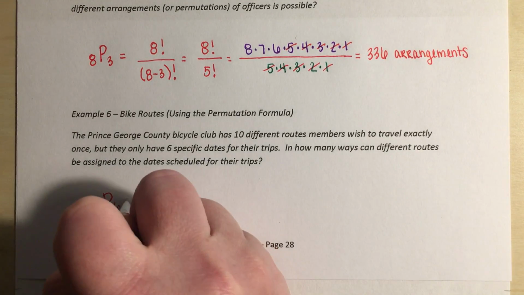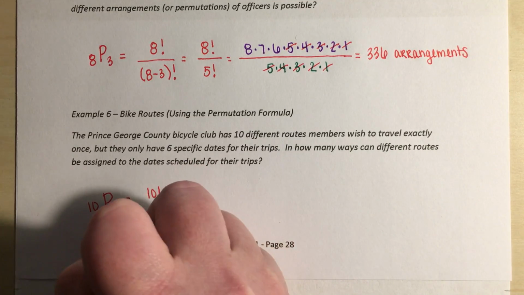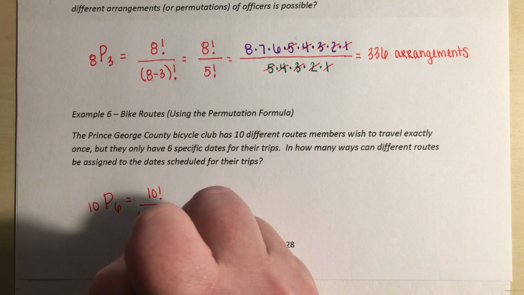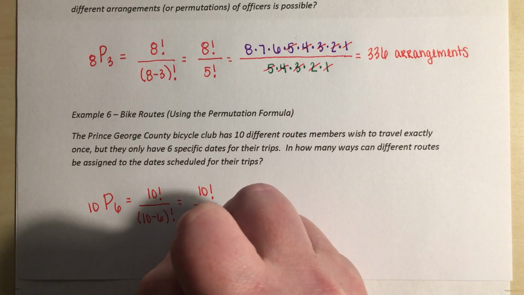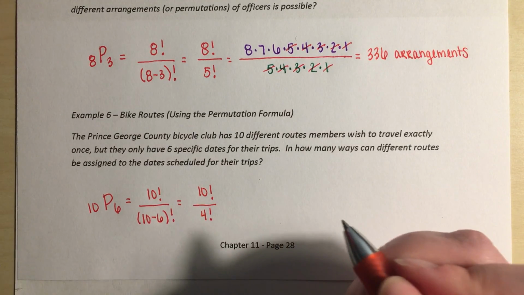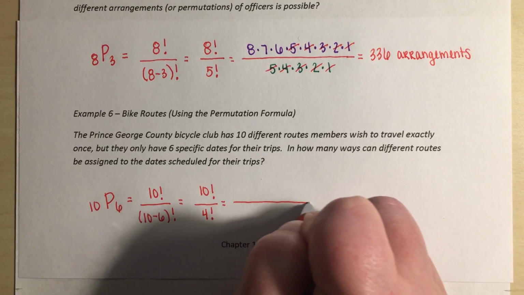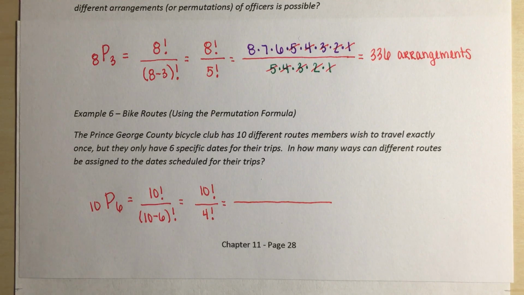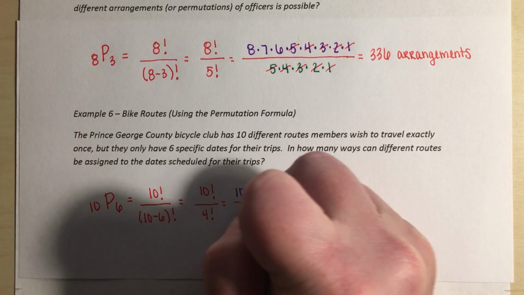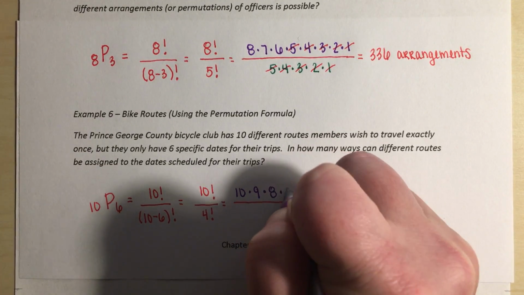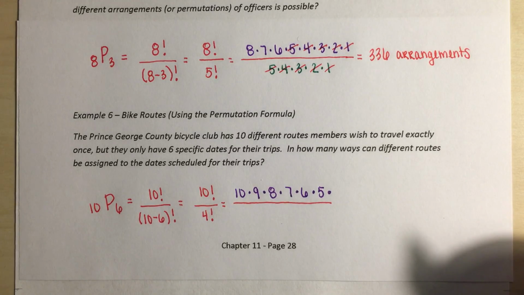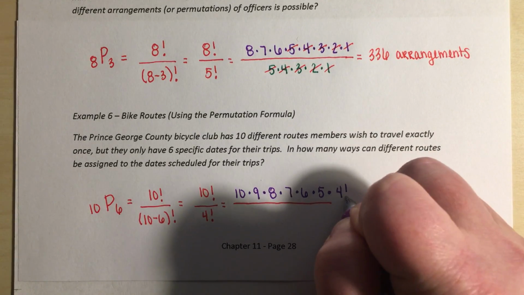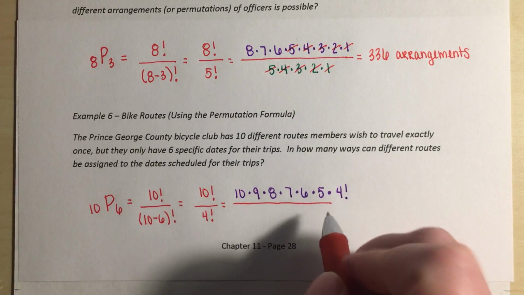Right, so we have 10P6. So we're going to have 10 factorial over 10 minus 6 factorial, which is going to give us 10 factorial divided by 4 factorial. Right. So again, I'm going to write this out, expand my factorials. Right, so I'm going to have 10 times 9 times 8 times 7 times 6 times 5. And then instead of writing times 4 times 3 times 2 times 1, I'm just going to put 4 factorial. So I'm just going to choose to leave that like that.